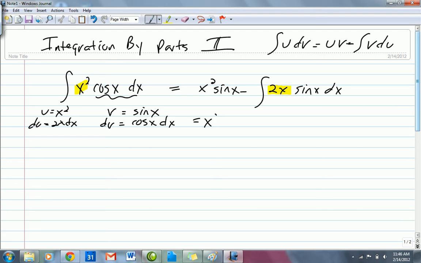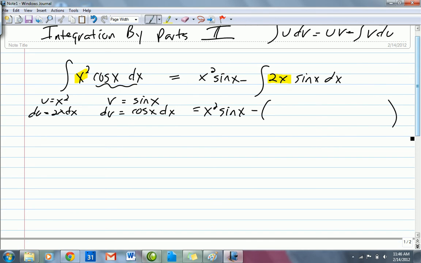So the x squared sine x comes down, minus, and now for this round, my u is going to be 2x, and so I'm running out of room here. So my u is going to be this yellow 2x, therefore my du is going to be 2 dx, which means that my dv for round 2 is going to be everything that's left over. And if dv is sine x dx, then v, the antiderivative, is negative cosine x.